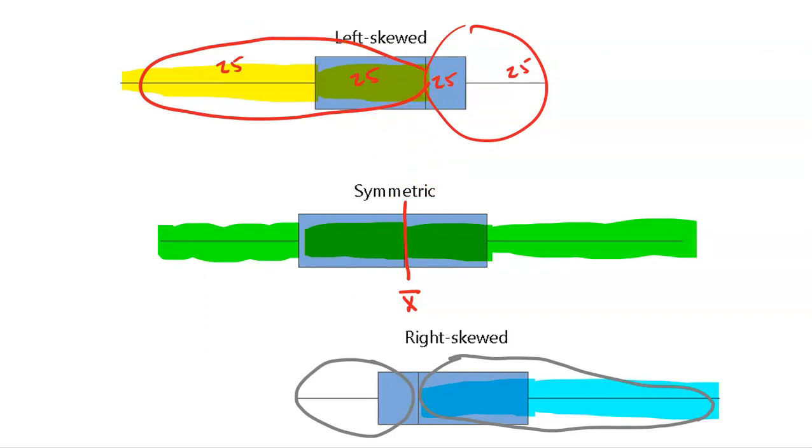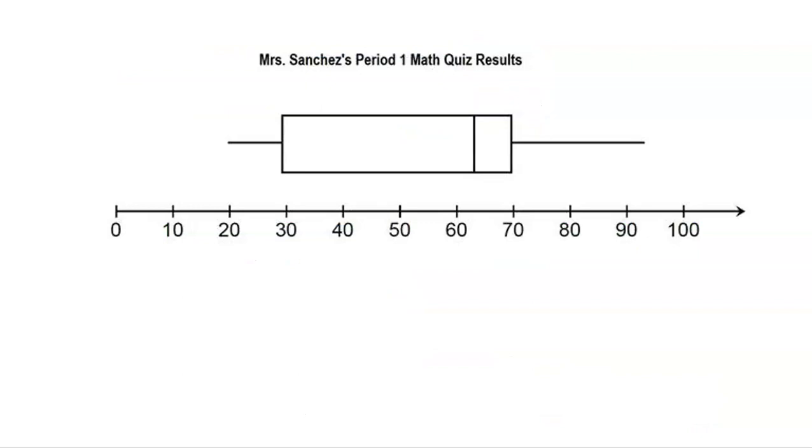Now, when you're skewed left, that means that the mean is going to be towards the left. So while the median is right here, the mean might be somewhere a little bit lower. Skewed right, here's the median. The mean might be somewhere a little higher. So box plots really do tell us a lot about the data. All right, here's a very specific example.